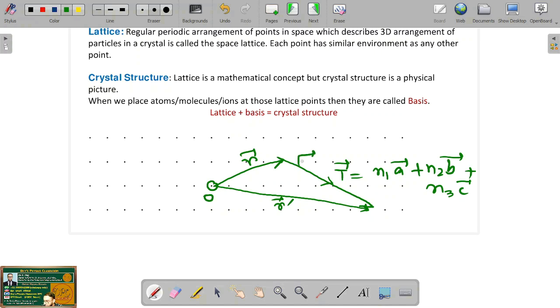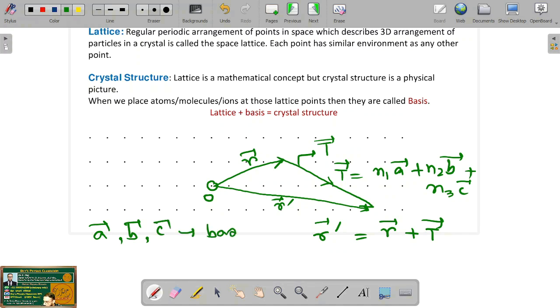So this vector is the translational operation or translational vector t vector, where r prime equals r vector plus that translational operator. So here a vector, b vector and c vector are called primitive vectors or basis vectors.